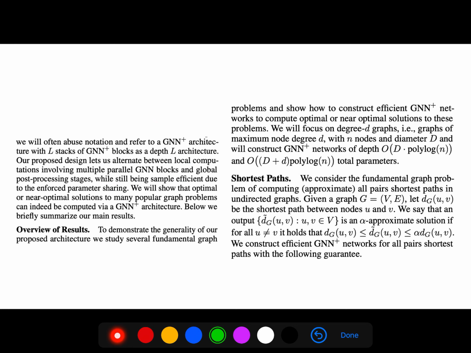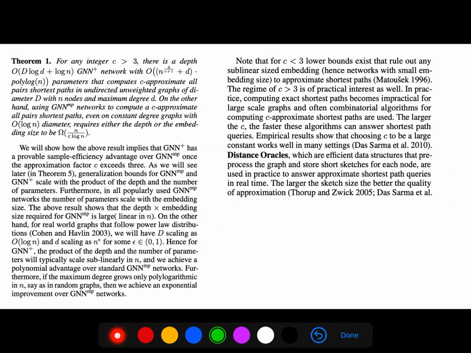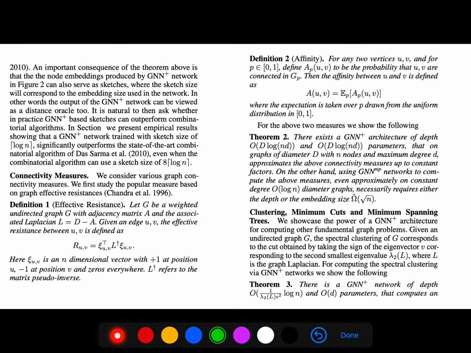So we will focus on graphs of maximum node degree D with n nodes and diameter D. We consider the fundamental graph problems of computing, for example, approximate all pairs shortest path in undirected graphs. So they did some experiments, and you know the definition of effective resistance, and they define affinity for any two vertices u and v as the probability that u and v are connected in G.